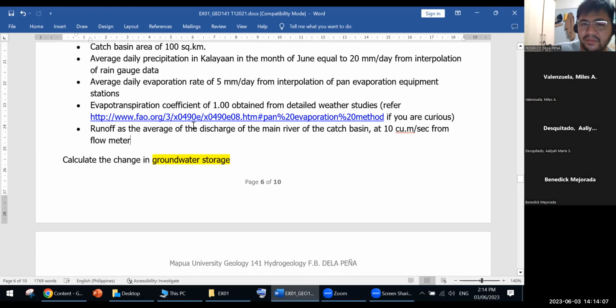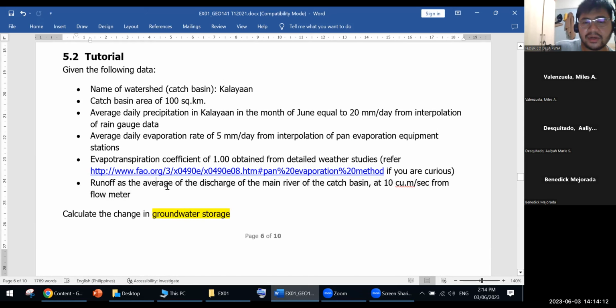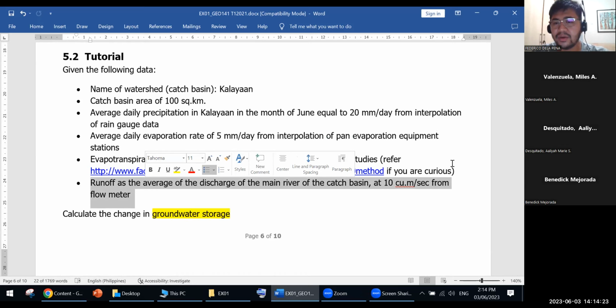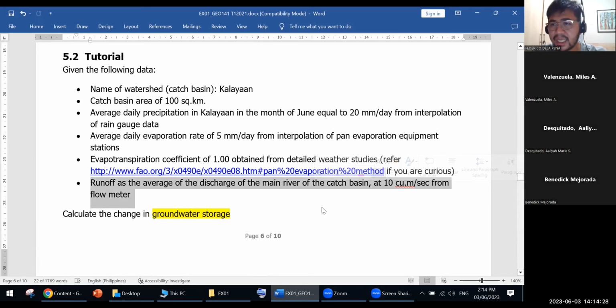And another data is the runoff for the main river of the catch basin. So yung main river mo is yung sumasalo ng lahat ng tubig, no, from the watershed, including runoff. Although minsan may parts na kasamang groundwater based flow. Pero more or less, yung main river mo na basically yung representative ng lahat ng tubig na palabas sa watershed mo in form of a surface runoff. Okay?